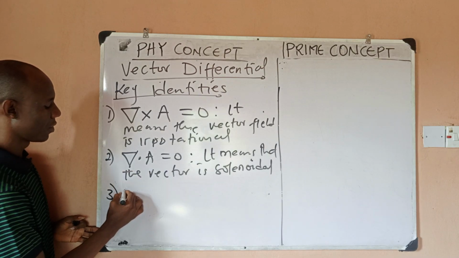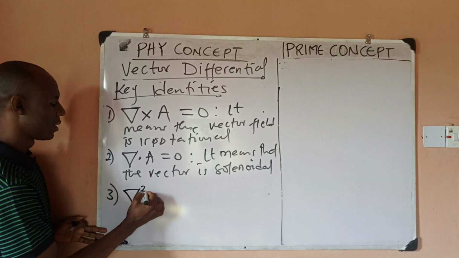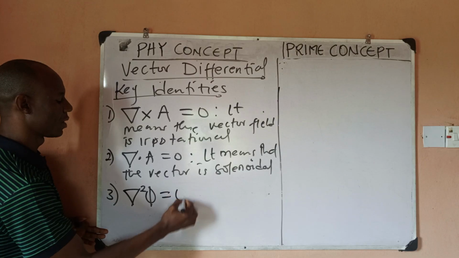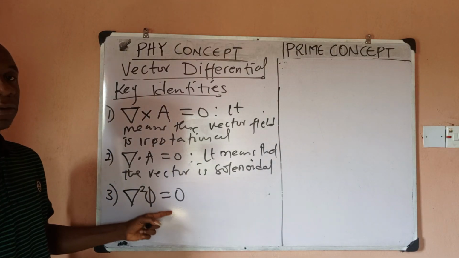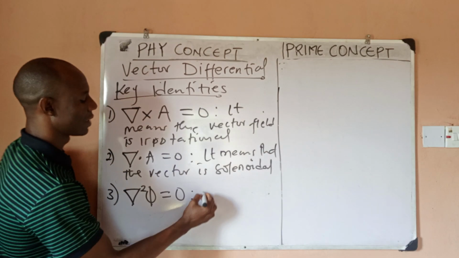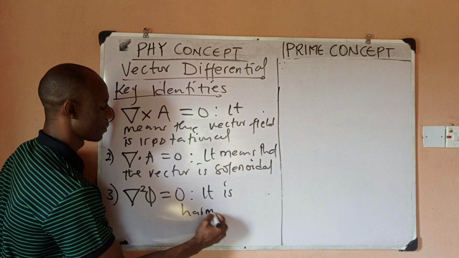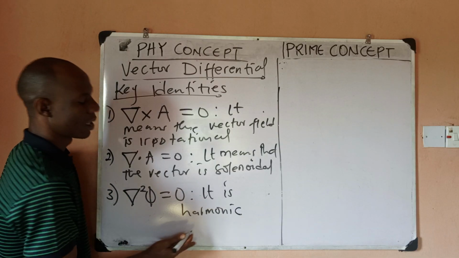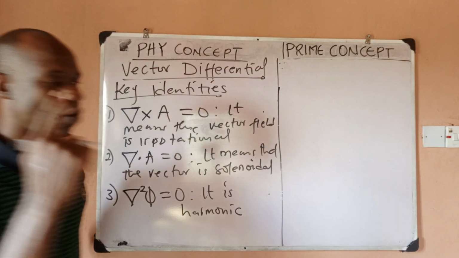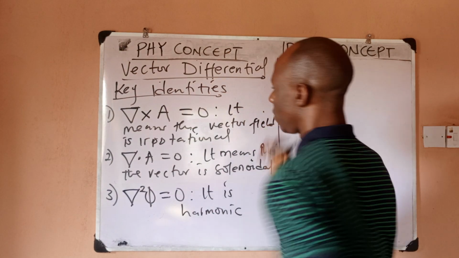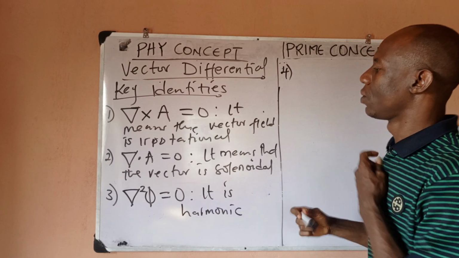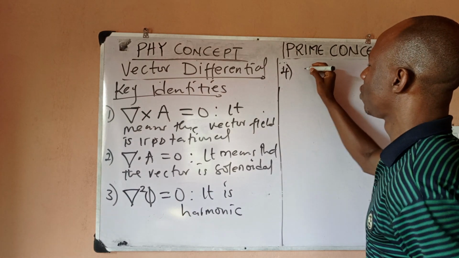Number three, I want you to also know that this is always going to be true. Or let's give for Laplacian. So if the Laplacian of a scalar also vanishes, then it means that it is harmonic. That scalar is what? Harmonic. So these identities are worthy of note.